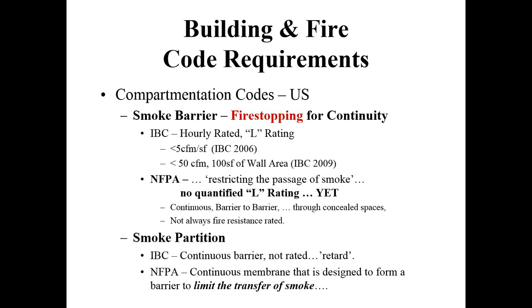Under the NFPA codes, there's no quantified L rating required, but NFPA 101 asks for a continuous barrier through concealed spaces, and it also says to restrict the passage of smoke. Even though it doesn't say the word L rating, if you think about it, in a court of law, if a judge were to ask the Firestop contractor or the professional specifier, what did you specify for that wall? If it's a fire barrier, a smoke barrier, we specified whatever we wanted with no L rating. Well, there's already another code, the International Building Code, that has limits in it.